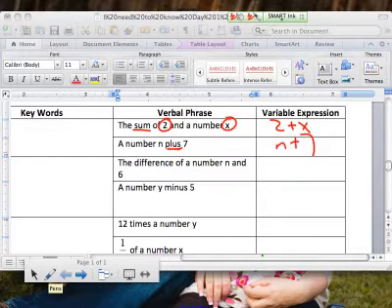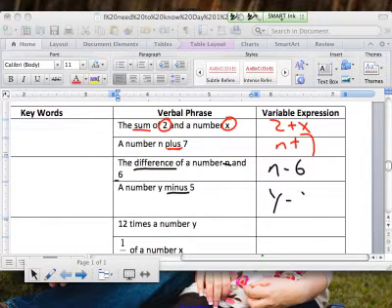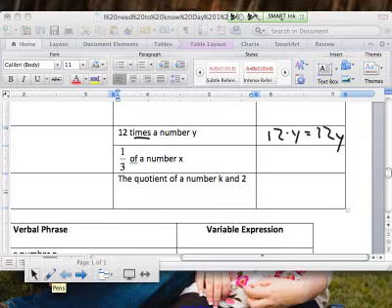The third part says the difference. Difference, keyword, difference means subtract. Now this is where order matters. A number n and 6. So the difference between those two things would be n minus 6. And then again, here you have a number y minus 5. So you just write that exactly how you read it. Y minus 5. 1/3 of a number, of indicates a multiplication as well. So 1/3 of a number x.